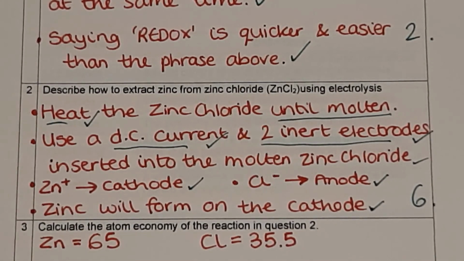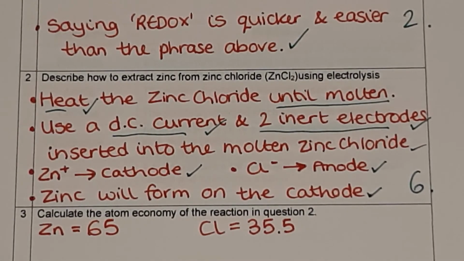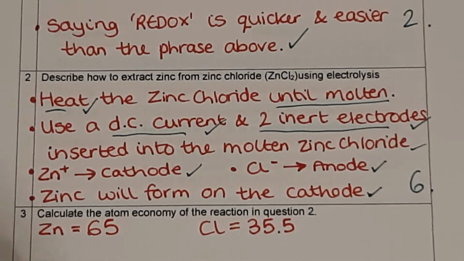Okay, and finally, calculate the atom economy of the reaction in question 2. Okay, so I'm going to give you a hint here if you didn't find a periodic table. Zinc has the atomic mass of 65, and chlorine has a relative atomic mass of 35.5. So use that to help you. Pause the video if you need that still to work that out. If you've worked that out, we'll carry on.